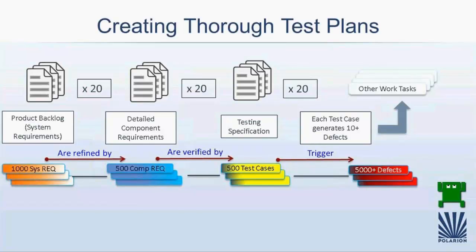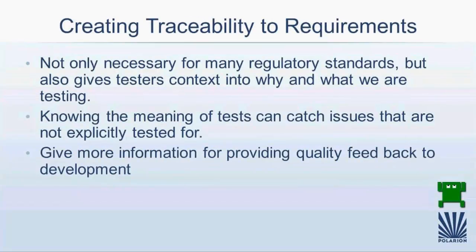And that doesn't even include automated test cases yet, things that are not necessarily written out in specification, right? How do I deal with all of this? How do I relate everything together? And that's really where creating the traceability to requirements is the most important.